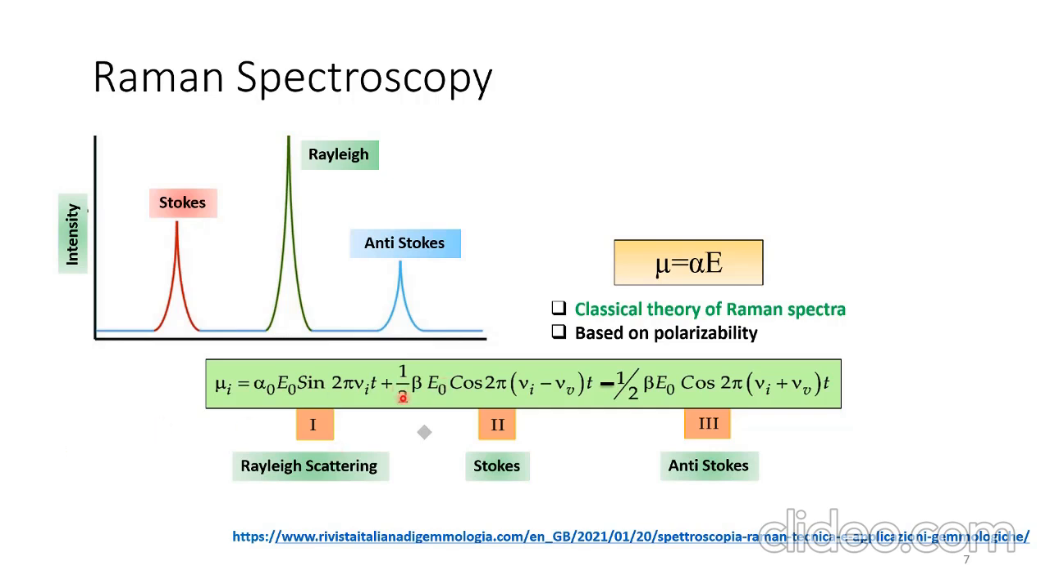So here you can see when there is no change in the frequency, the Rayleigh scattering will occur, and in the Stokes and anti-Stokes the frequency will vary. Here the Stokes will be of somewhat lesser intensity than Rayleigh, but it will be visible in the Raman. And anti-Stokes is even lesser intensity than Stokes, but it is opposite to the Stokes.